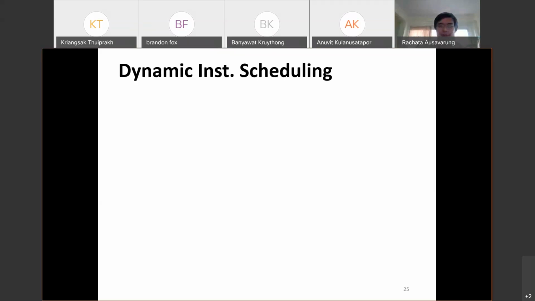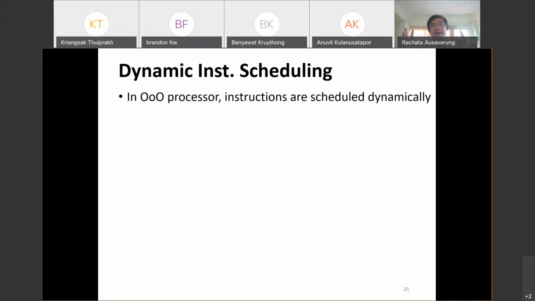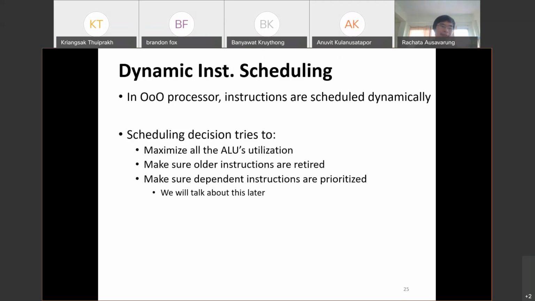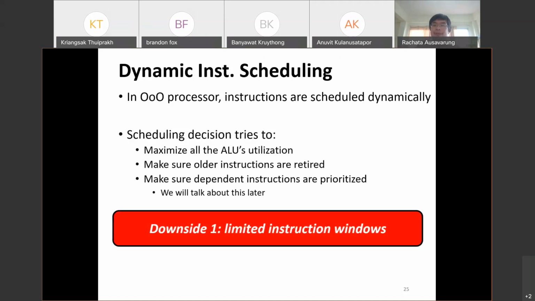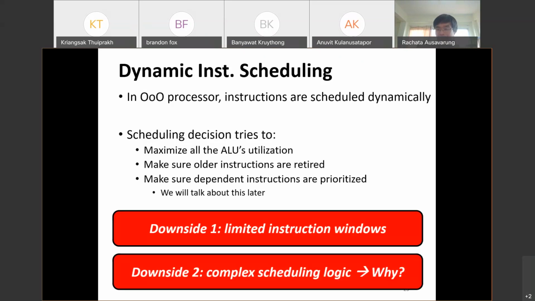Okay, let's talk about dynamic instruction scheduling. Basically, in an out of order processor, instructions are scheduled dynamically, right? The scheduling decision basically tries to maximize all the ALU utilization, hopefully making sure the older instructions are retired so you can move on to the next instruction. Make sure that dependent instructions are prioritized. So we'll talk about the last bullet point a little bit later. But the first downside is, as I said, this limited instruction window. The second downside is this is complex.